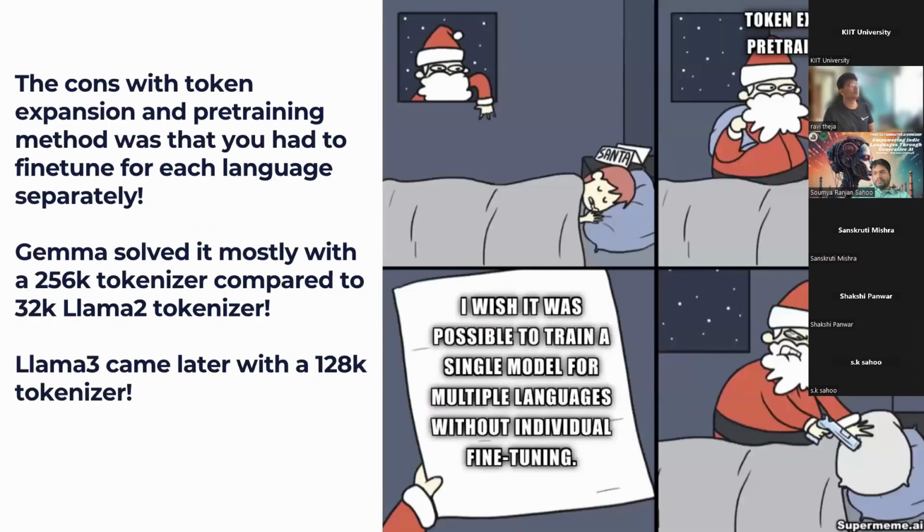As I said, the con of the token expansion and pre-training method was that you had to fine-tune for each language separately. But Gemma mostly solved it with a 256K tokenizer compared to the 32K Llama 2 tokenizer. And later Llama 3 came with a 128K tokenizer, but it's not good for all languages. So Llama 3 might still be better than Llama 2, but it's not on par with the Gemma tokenizer, for Indian languages at least.